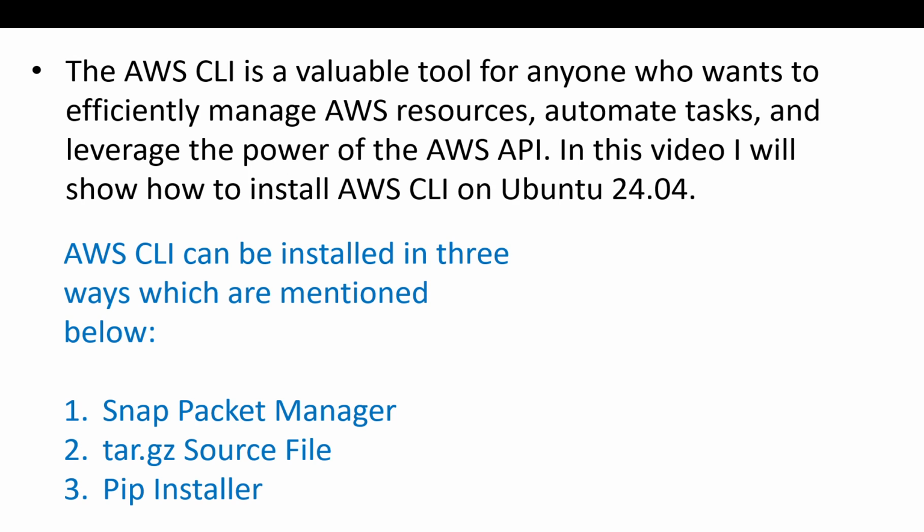Here, AWS CLI can be installed in three ways which are mentioned below. First one is Snap Package Manager, second one is tar.gz source file, and third one is through pip installer.